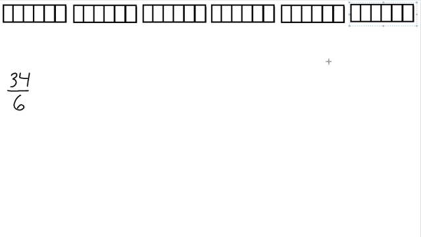So here I'll color in 34 of these. So 1, 2, 3, 4, 5, 6, 7, 8, 9, 10, 11, 12, 13, 14, 15, 16, 17, 18, 19, 20, 21, 22, 23, 24, 25, 26, 27, 28, 29, 30, 31, 32, 33, 34. So there's my 34/6. If you wanted to just count, you could count 1.